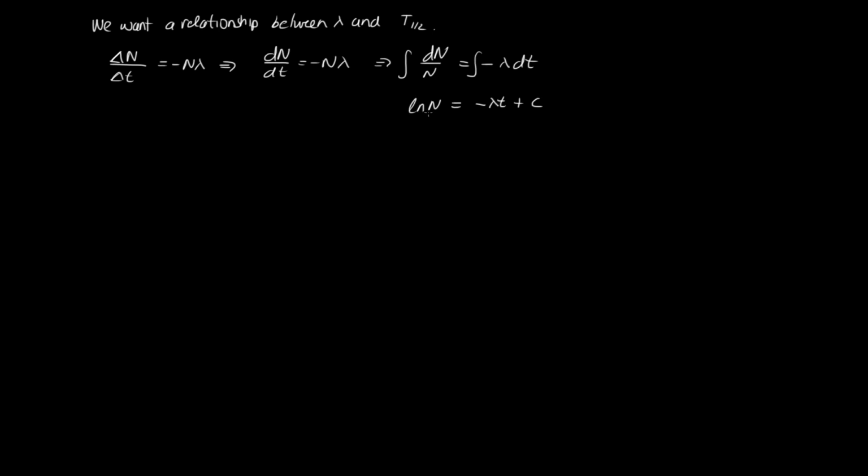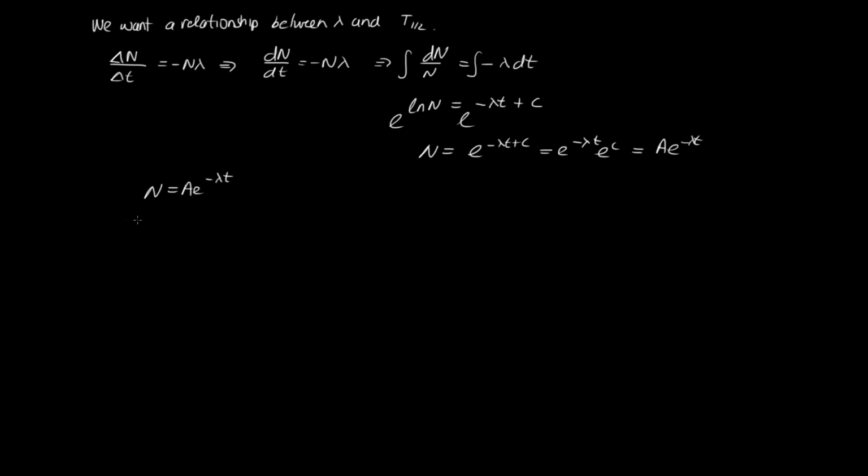To get rid of the log, we're going to raise both sides to the power of the exponent. So when we do e to this and e to this, we end up with N is equal to e to the minus lambda t plus c. And so we can write this as e to the minus lambda t times e to the c. This constant is just some constant we don't know, so we can write this whole thing as a different constant. So we can write this as, say, A e to the minus lambda t. Okay, so we now have our equation N is equal to A e to the minus lambda t.